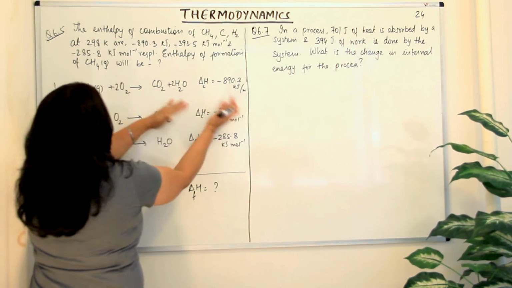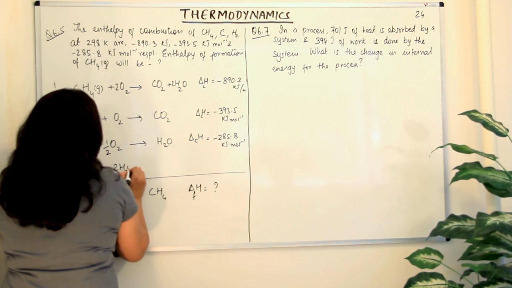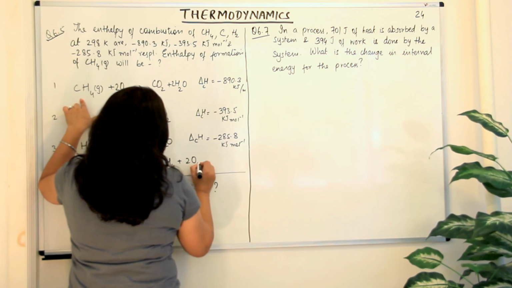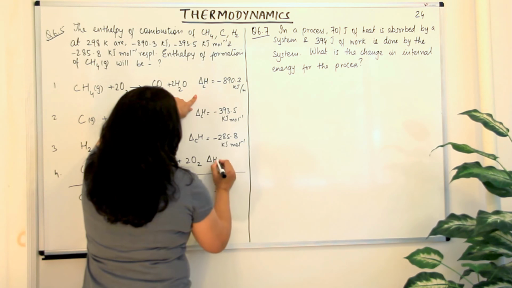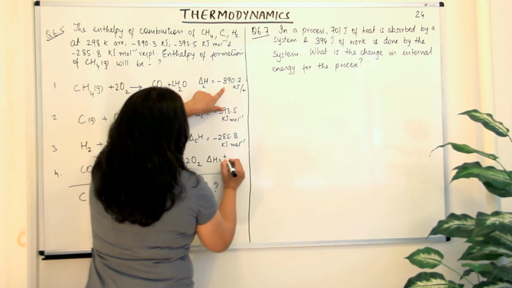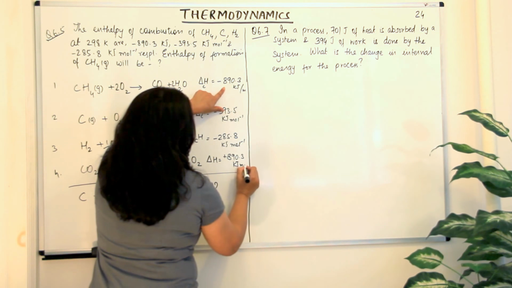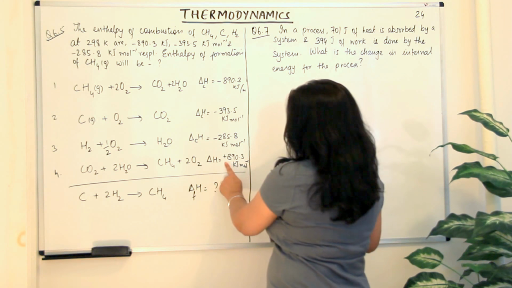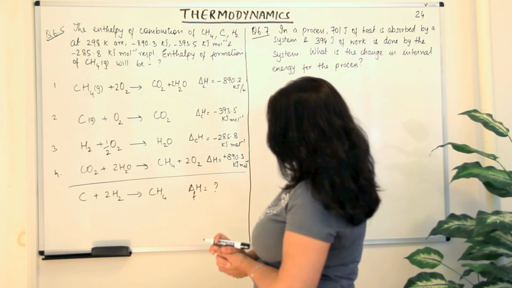That is, when you flip this, you will have carbon dioxide plus 2 moles of water giving you methane plus 2 moles of oxygen. And the enthalpy of this reaction would have the opposite sign. The value remains the same, but it becomes positive 890.3 kilojoules per mole. The amount of energy remains the same, only the sign changes. This was energy given out, now this is energy absorbed in the opposite process.